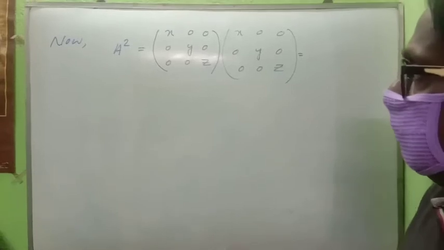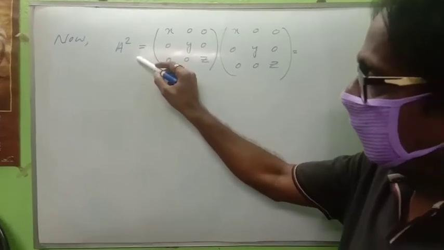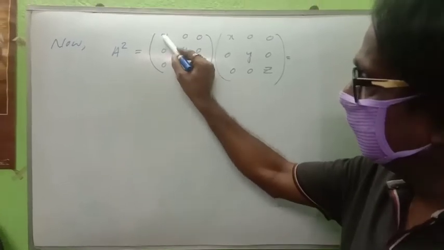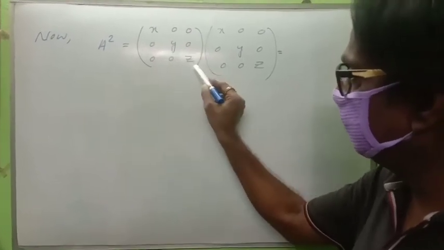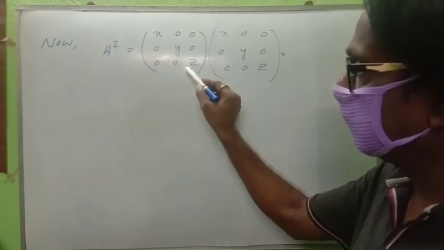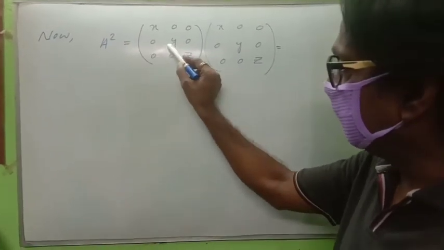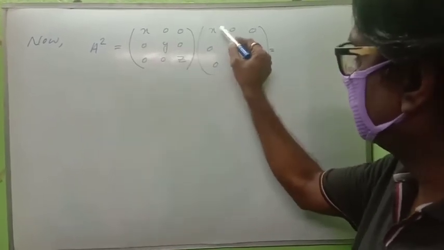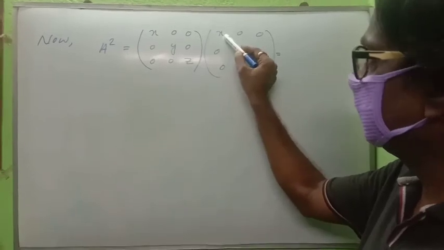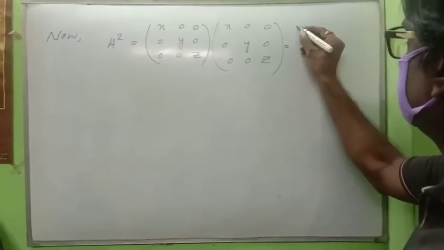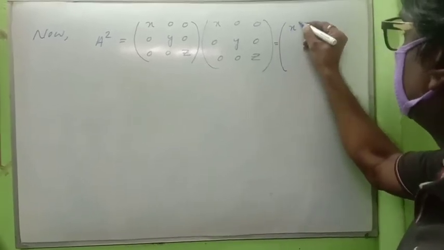Now find A square. I have taken one diagonal matrix A, x 0 0, where the first diagonal elements I have taken as x, y, z. As A is a diagonal matrix, you have to multiply A into A. How much will it come? First row with first column: x into x, it will be x square. The remaining part will be 0. That is the final answer.